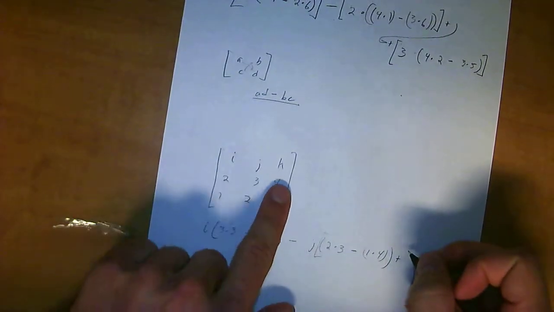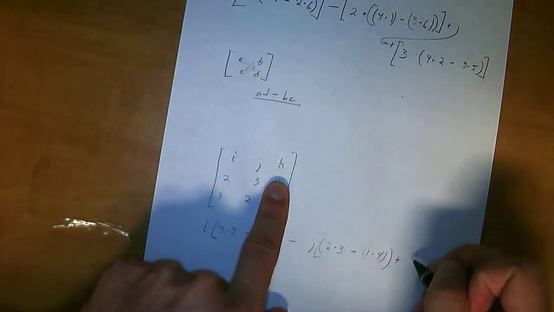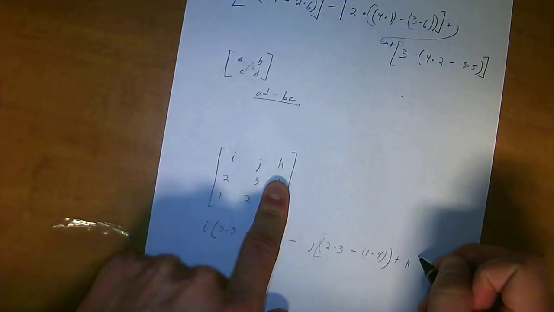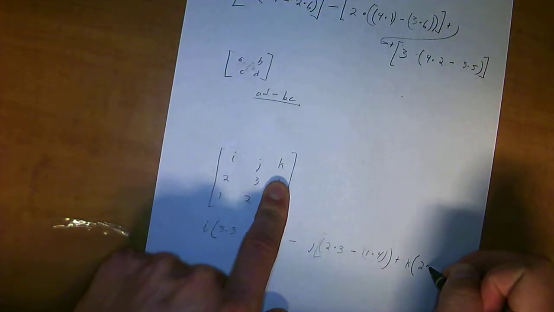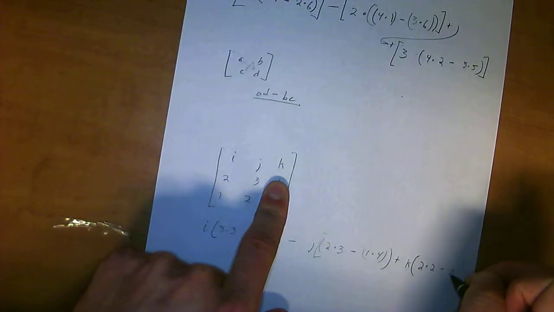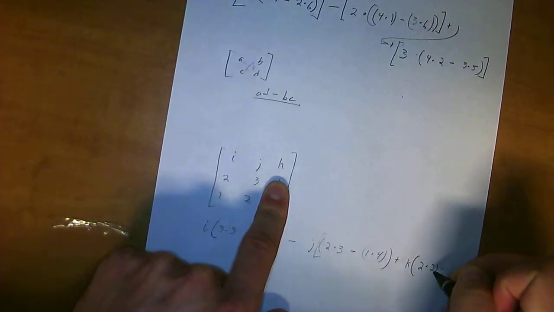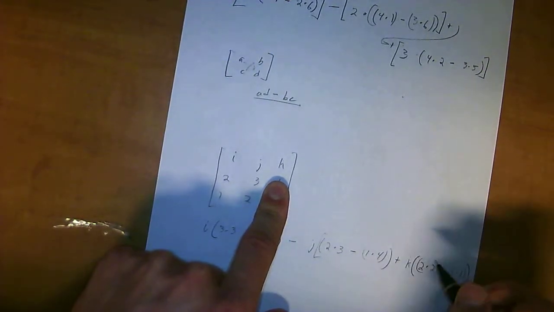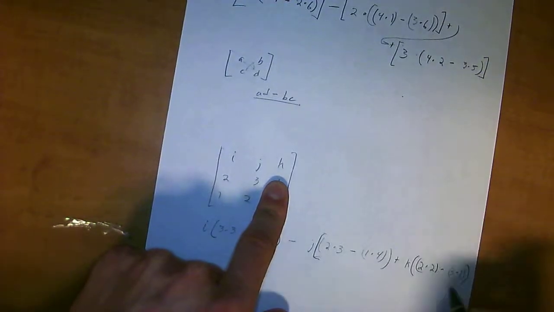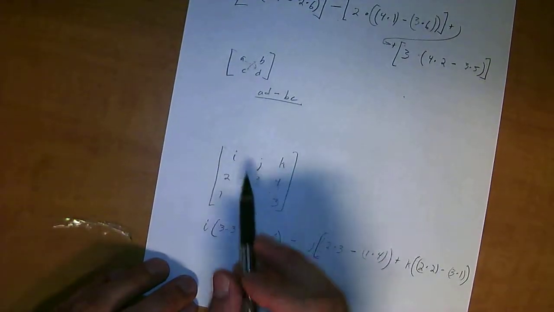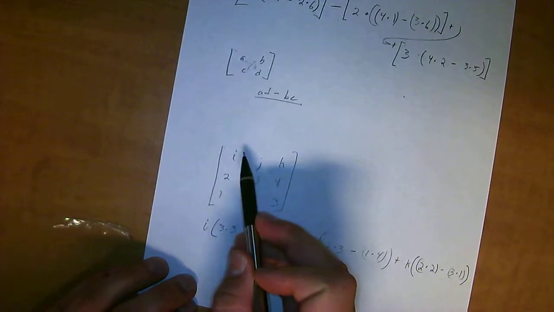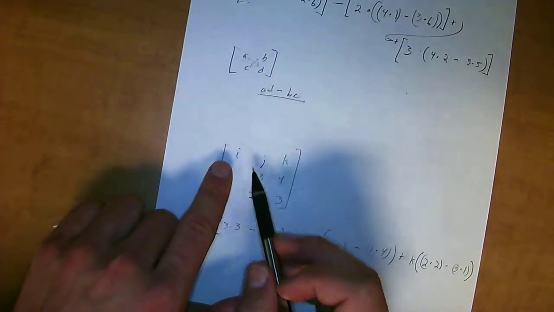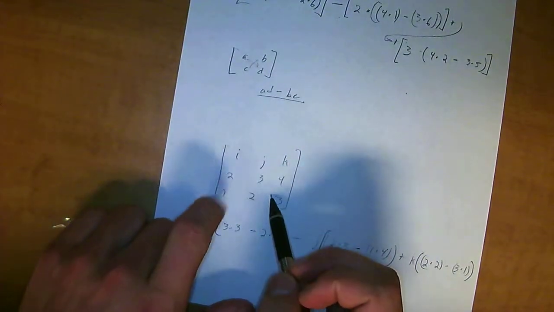And then you've got plus, moving on, k of 2 times 2 minus 3 times 1. Put parentheses in there if you can. A lot of effort. And then you go ahead and solve this out, but that just differentiates this top row, your defining row.